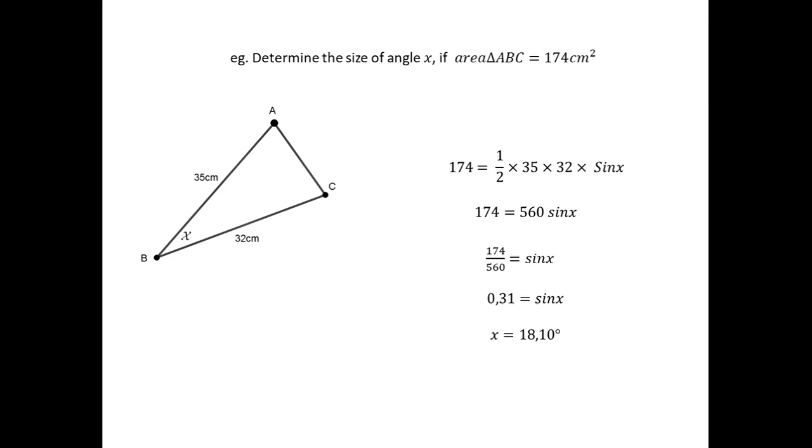This one's slightly different. We're not actually trying to work out the area. We are using the area in order to work out the size of an angle. But we take our basic formula and we put into it all the information we know. We know that the area is 174. We know the length of these two sides. What we don't know is the size of angle x, but that's fine. We put all of our information into our formula, and then it becomes an equation which we can solve like this. And we work out that angle x must have been 18,10. What? Did I just say 18,10?